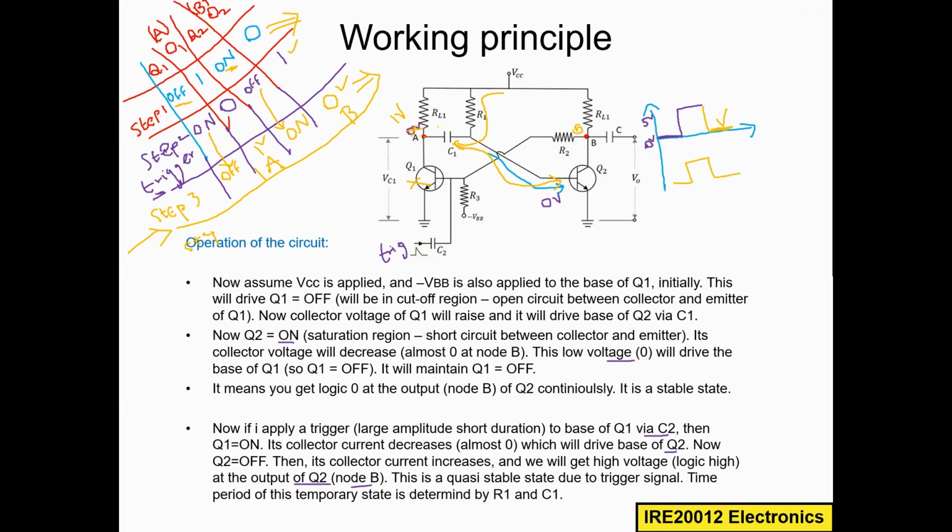So one state is stable. If you want to change to unstable, you give the trigger, then immediately Q1 will turn on and it will be temporarily on for some time. Once C1 is fully charged, it will drive here, and then the opposite operation will happen.